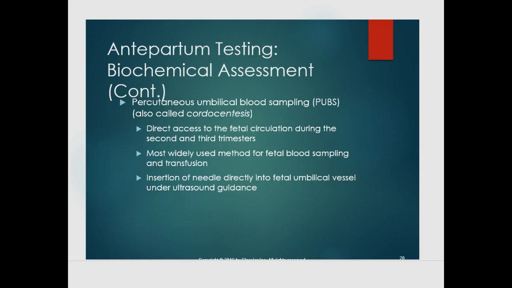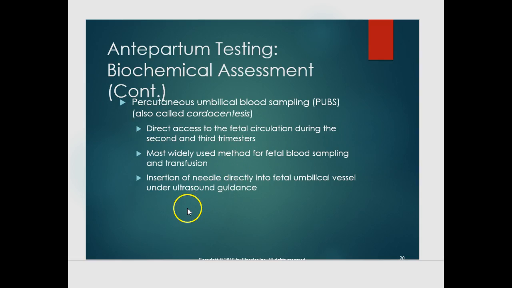The next test we'll talk about is PUBS, percutaneous umbilical cord sampling, also called chordocentesis. This goes directly to the cord. We're going to go through the mom's abdomen and aspirate blood out of the cord to see if the baby has problems. Particularly the biggest one that we think about is Rh incompatibility and fetal hemolytic anemia. So you guys, this is the one we use to see what the hemoglobin of the baby is in utero. It's the most widely used method for fetal blood sampling and transfusion.